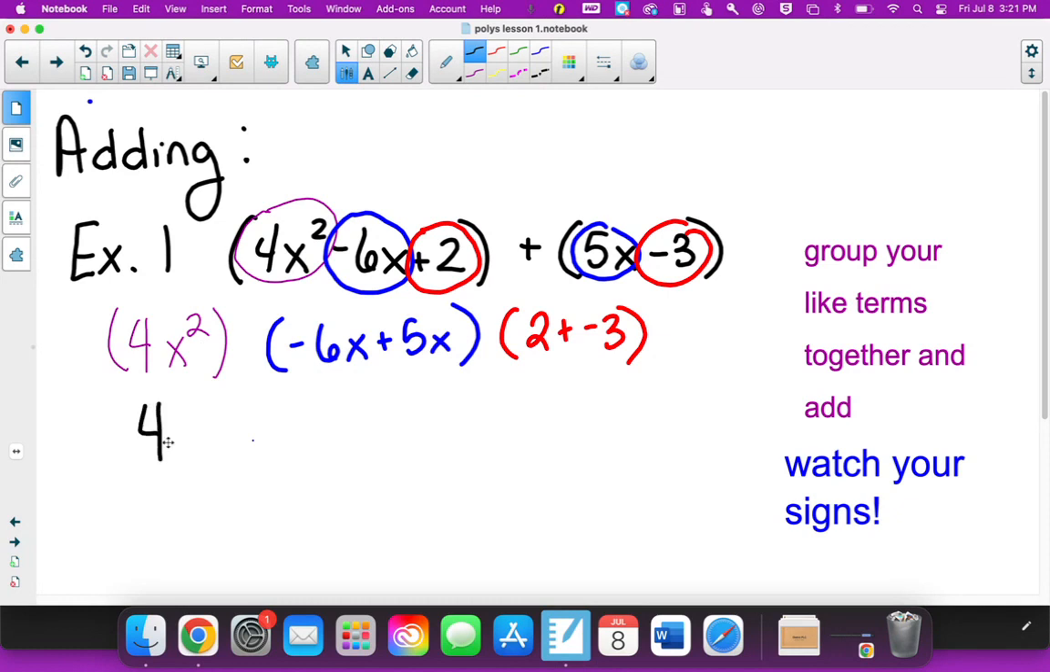This one's fine by itself. Okay, and then again, I'm combining by just working with the coefficients. So it's negative 6 plus 5. And negative 6 plus 5 is negative 1. We don't have to put the 1 in front of it. You can if you like. It's not considered wrong. Okay, and then the last piece, 2 plus negative 3 is also negative 1. And we're already in standard form, so we're good. So that's it. We have added these two polynomials together by combining like terms. Let's try another one.